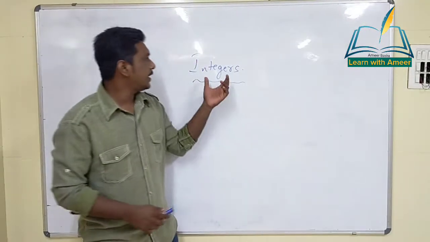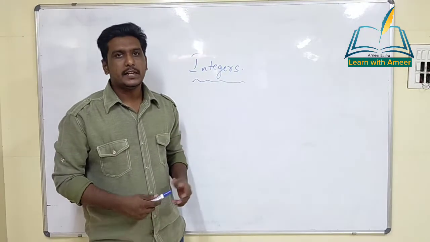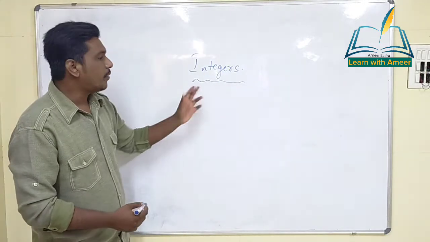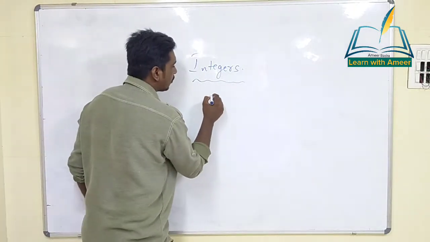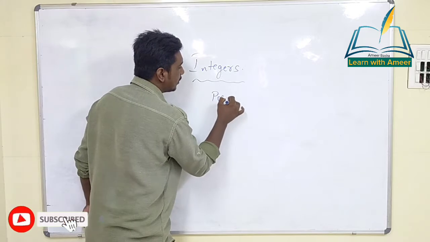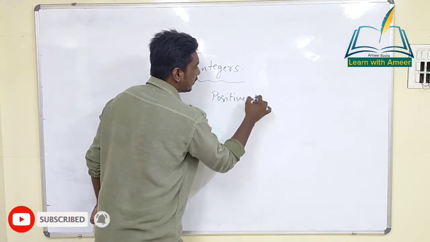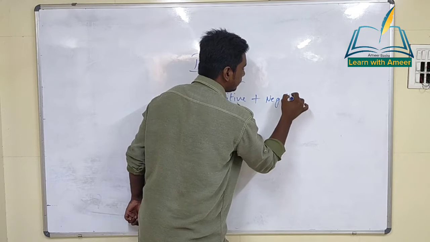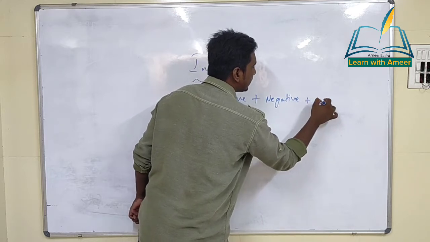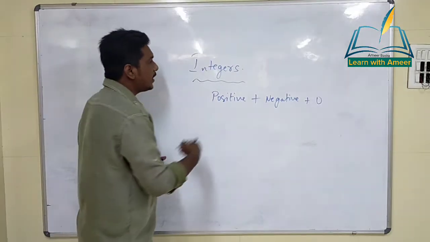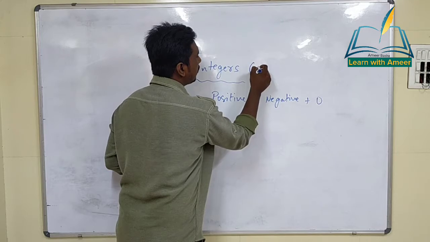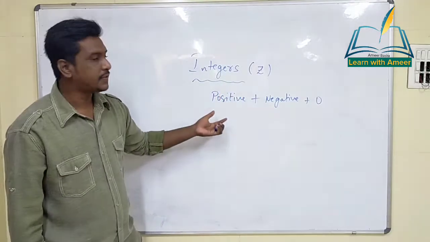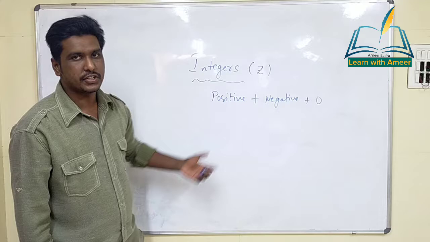That we'll try and understand all the concepts related to integers in a nutshell. Integers are nothing but the combination of both the positive and negative numbers plus 0. We denote integers with the letter Z.